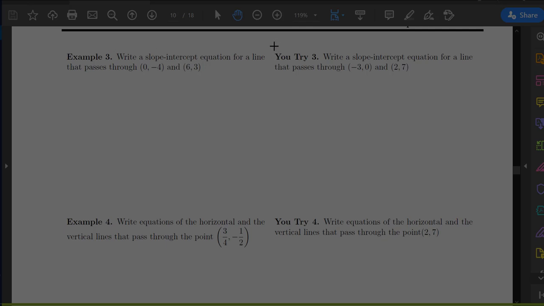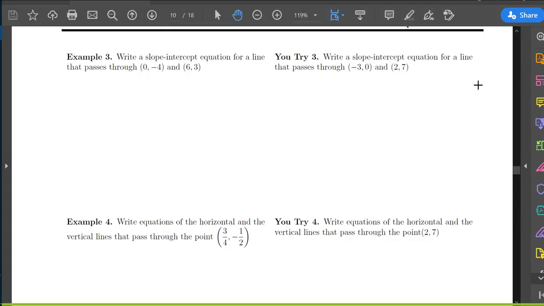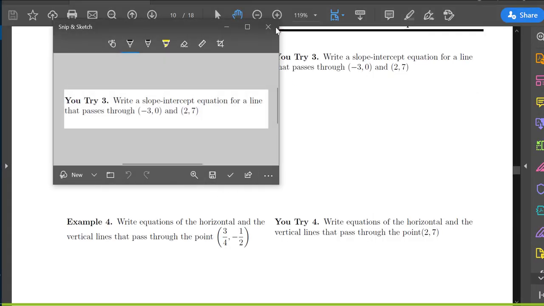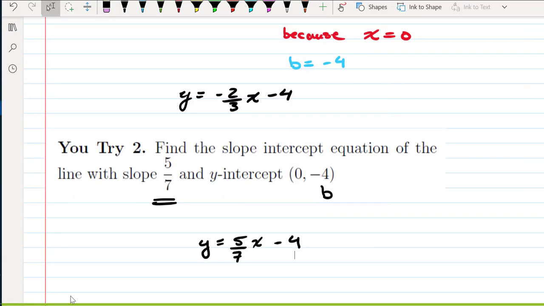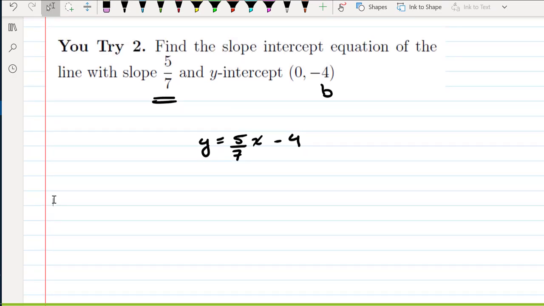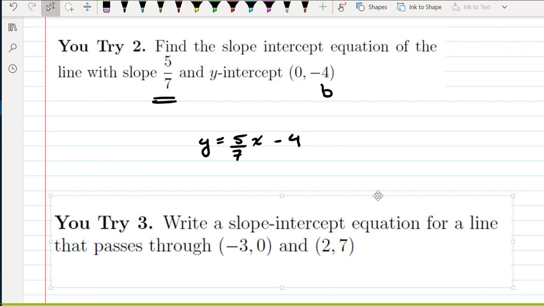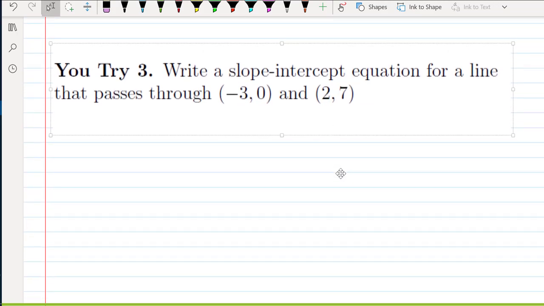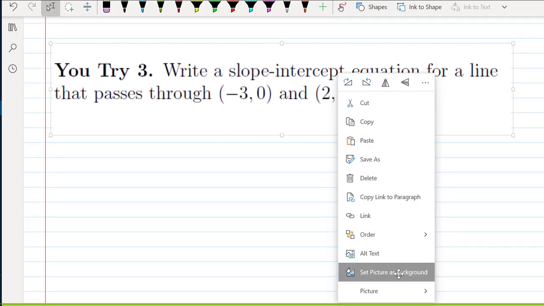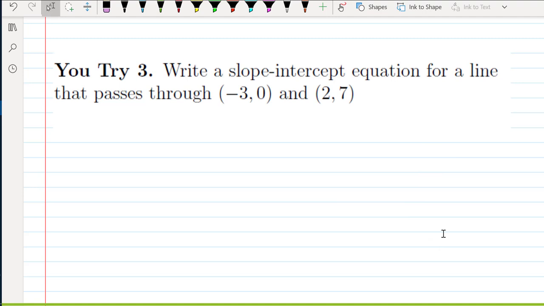In fact, we're going to do them in the opposite order. I'm going to do you try number 3. I'm going to have you guys do example 3. So we want to write the slope-intercept form of the equation of a line that passes through the 2 points.